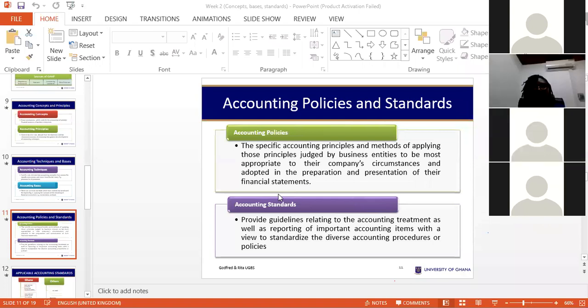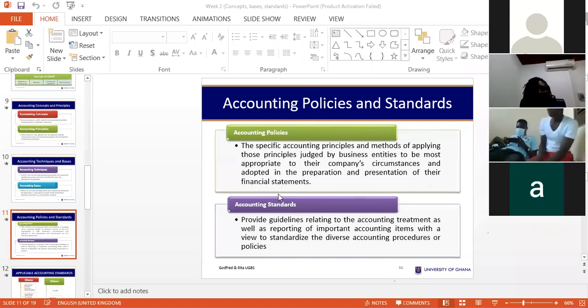So those are the accounting policies. Then we have the accounting guidelines. Now the guidelines for every transaction, we have a way we have to treat it. The accounting standards provide guidelines for treating important accounting items that we have. There are so many procedures that we can use, and so the guidelines will show us which of the procedures to use. And so the accounting standards are also there and we have to use them.